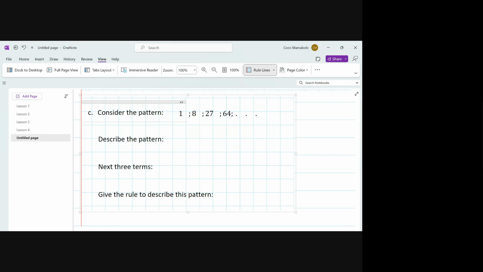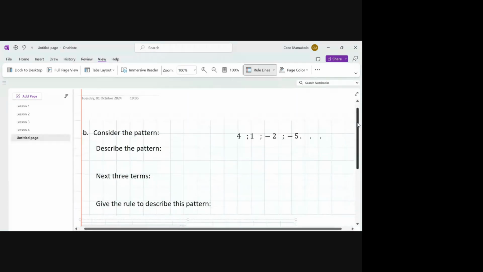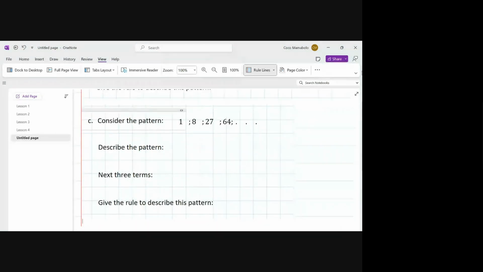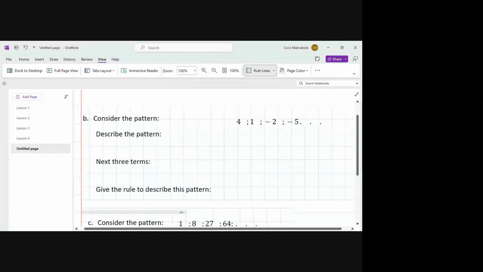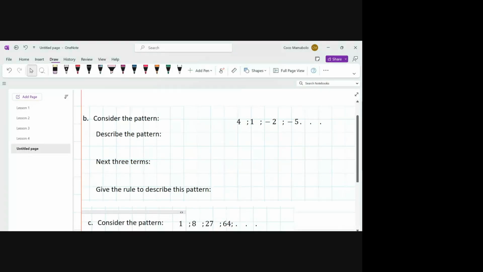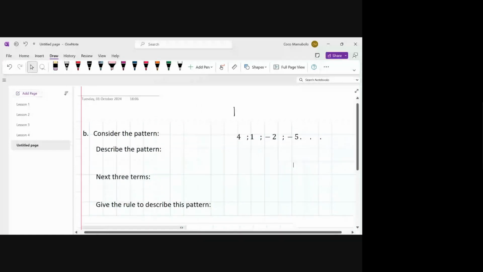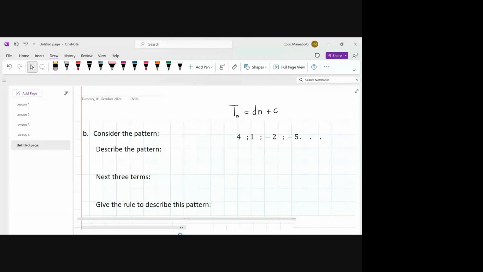Lovely stuff. All right, guys, let's go look at this example over here. Let's look at example B. I can flip my screen back and it should work to my advantage. Let's remember the general formula. We know that our general formula is going to read Tn is equal to Dn plus C. I need someone to remind us, what does the D stand for? What does the C stand for?